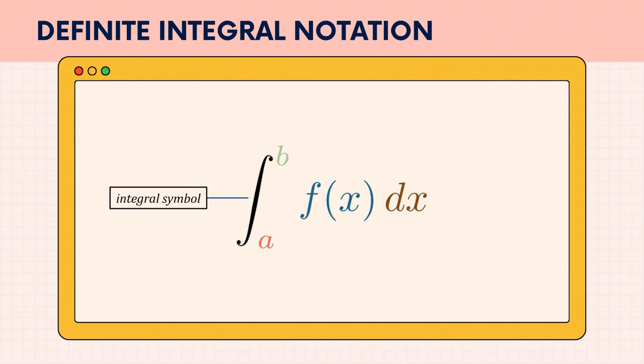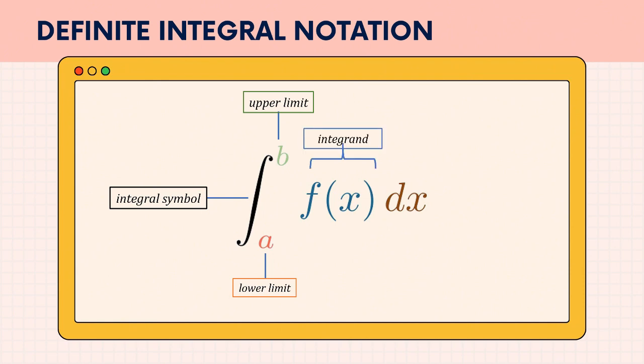Here, the stylish S for sum is the integral symbol. A equals the lower limit of our interval, and b equals the upper limit. F of x is called the integrand, while dx is the integrating agent. And those are all the basic notations you need to know. Integrals have several interesting properties that make the calculation more efficient.